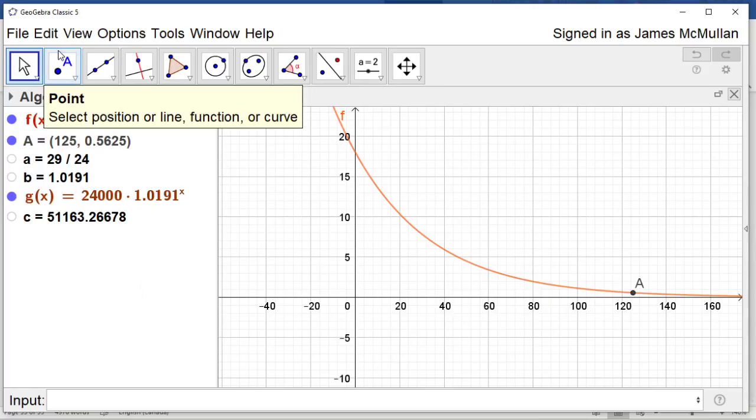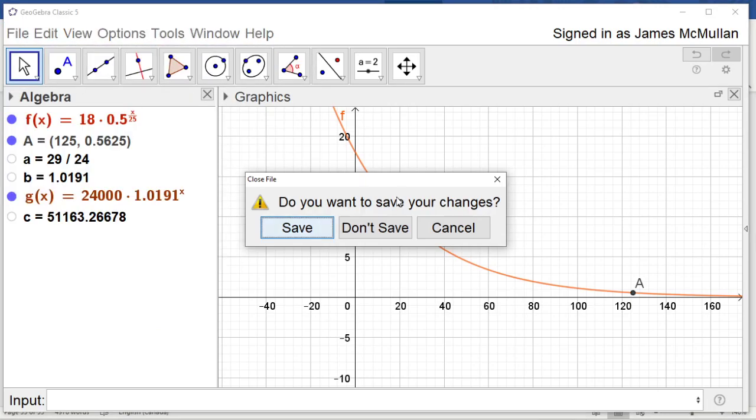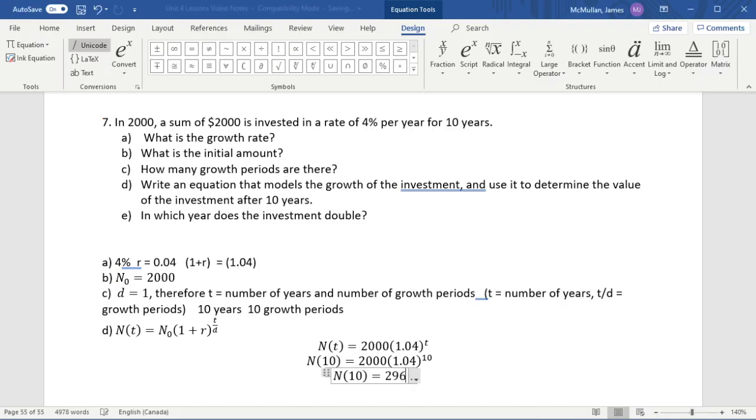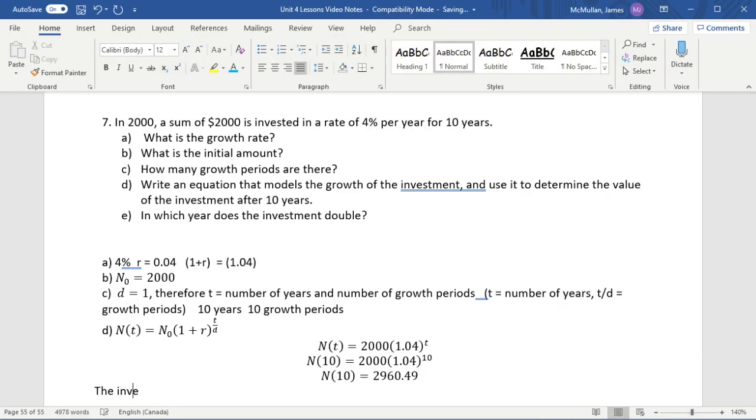Let's just quickly make a new equation. So 2,000 times 1.04 to the power of x, and then f of 10 is $2,960.49. Okay, so the investment is worth $2,960.49 after 10 years.